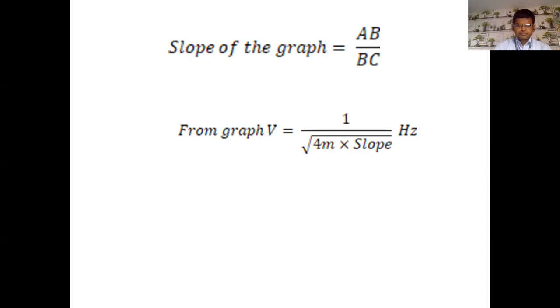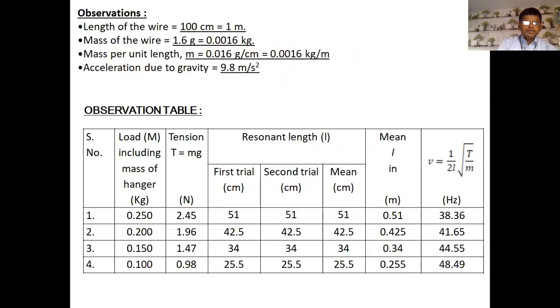After you have the value of slope after plotting the graph, you put it in this equation and solve. Definitely the answer should be between 35 and 50, because as per the theoretical table we showed, all the values in the last column, the value of frequency, should be between 35 and 50. So definitely from the graph your answer should be in between the range.